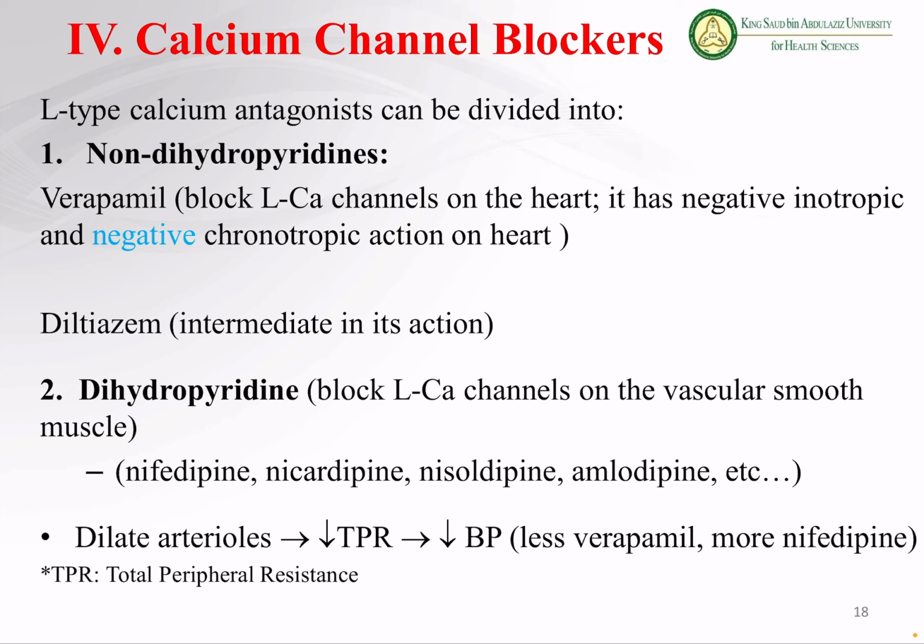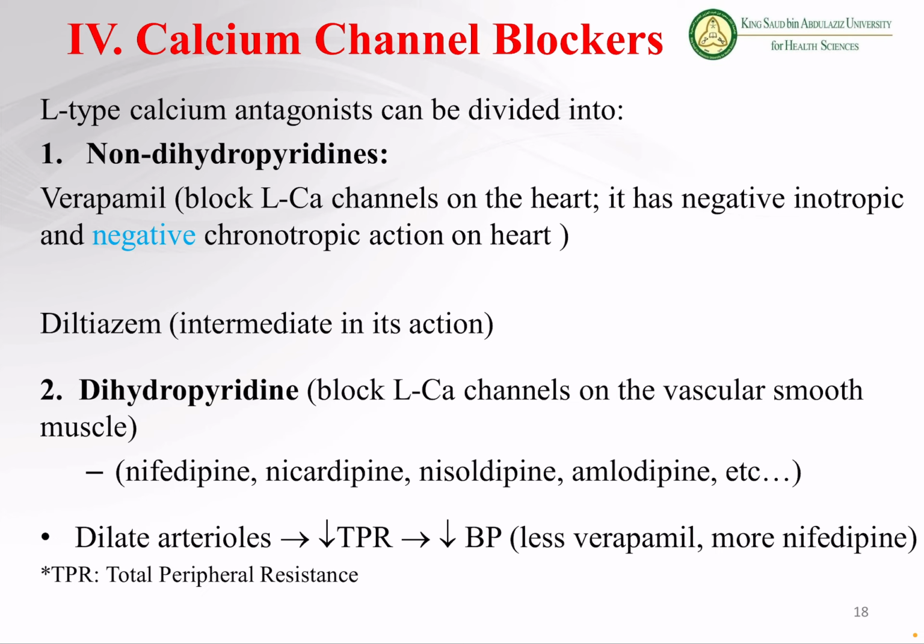Then we have another category of drug, which is a very good category, the dihydropyridines. What is the difference? The dihydropyridines block the L-type calcium channels on the vascular smooth muscle, and the drugs we discussed are nifedipine, amlodipine, and nisoldipine. Amlodipine is very frequently prescribed for patients with hypertension. Those who are newly diagnosed will mostly be given amlodipine.